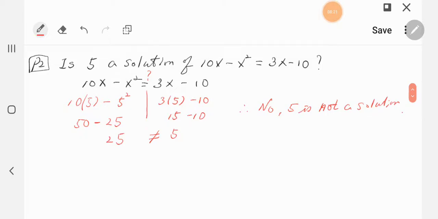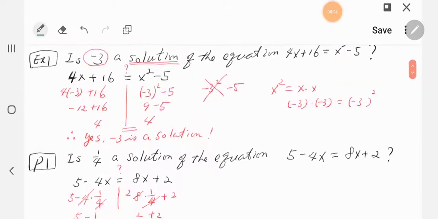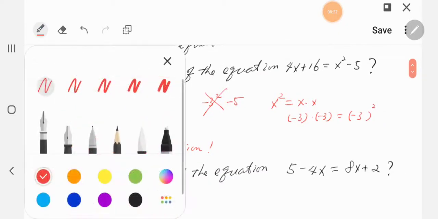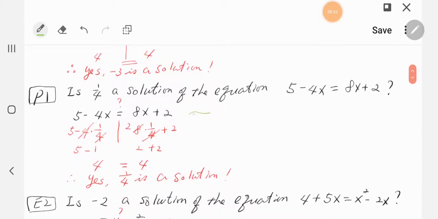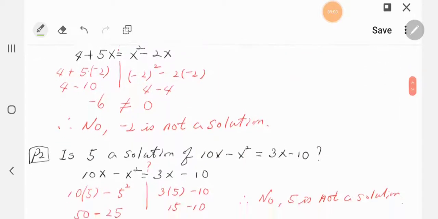All right, so what we do is just plug in x. So why don't I write down here? What we do is replace x with the value -3. This one, same thing. Replace x with 1/4. And then check the answers. Check two values.